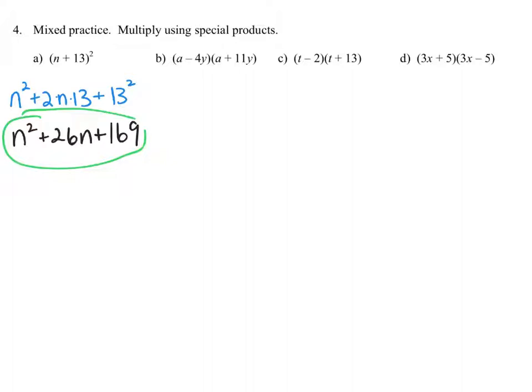Okay. In part B, we have a minus 4y times a plus 11y. This doesn't follow any one of those special products, so we can use the FOIL method here. A times a is our first, which is a squared. The outer, a times 11y, is a plus 11ay. Our inner is negative 4y times a, or minus 4ay. And our last is negative 4y times a positive 11y, which is equal to negative 44y squared.